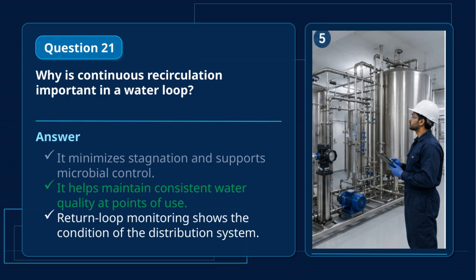continuous recirculation helps maintain consistent water quality across all points where the water is used, so users get clean water every time. Finally, monitoring the return loop gives us valuable information about the overall condition of the distribution system, helping us catch and address any issues early on. Continuous recirculation is really key to ensuring a reliable and safe water system.